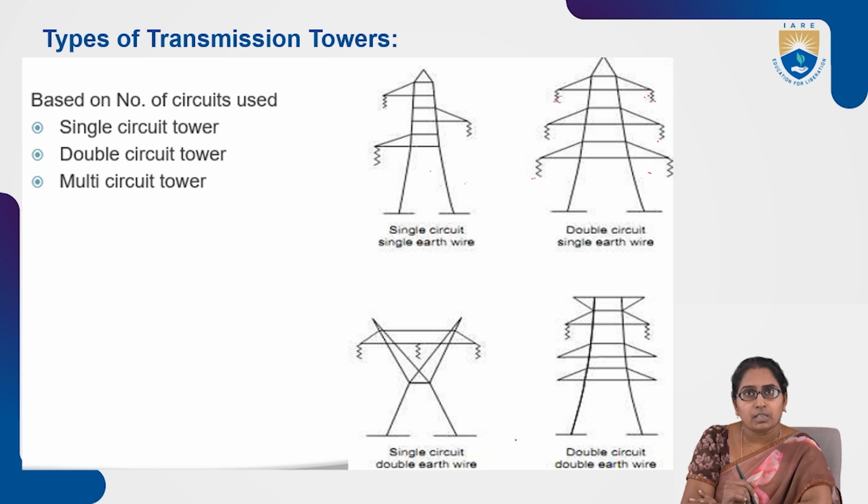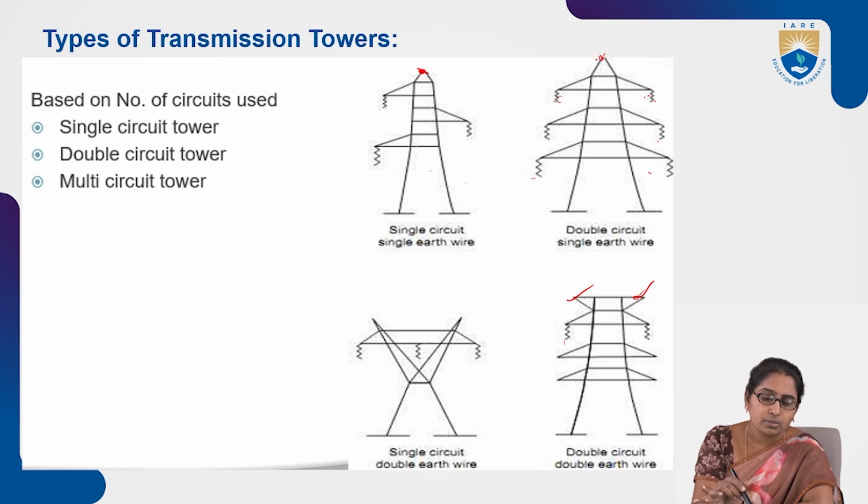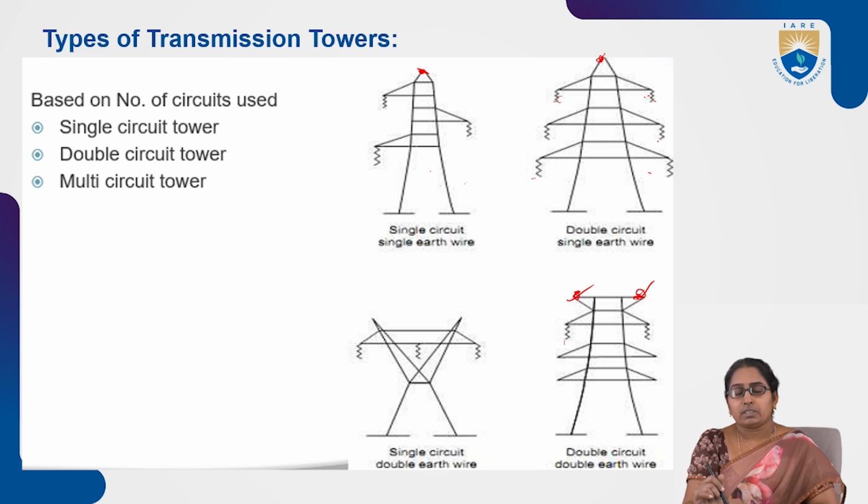Look at the next picture. This one is single circuit, double earth wire. Next, the double circuit tower. Yes, there are two conductors, so it is definitely double circuit, double earth wire. Based on this arrangement, the earth wire is also double, two wires are there. On the top, generally, is where the earth wire is placed. There is a single earth wire here, but here two options are given for the earth wire. That's why it is double earth wire.